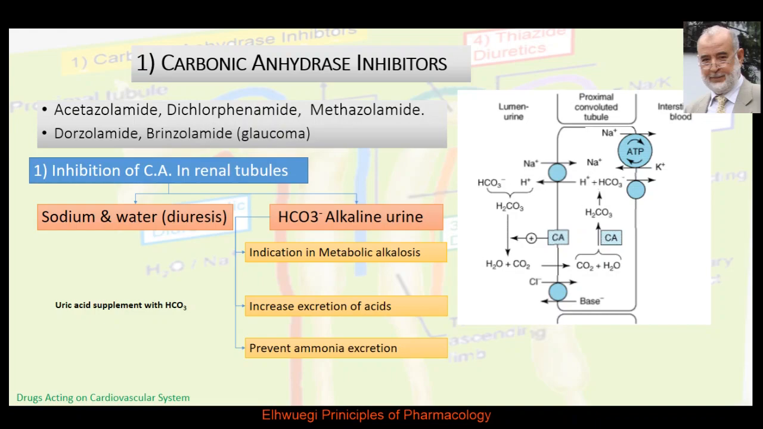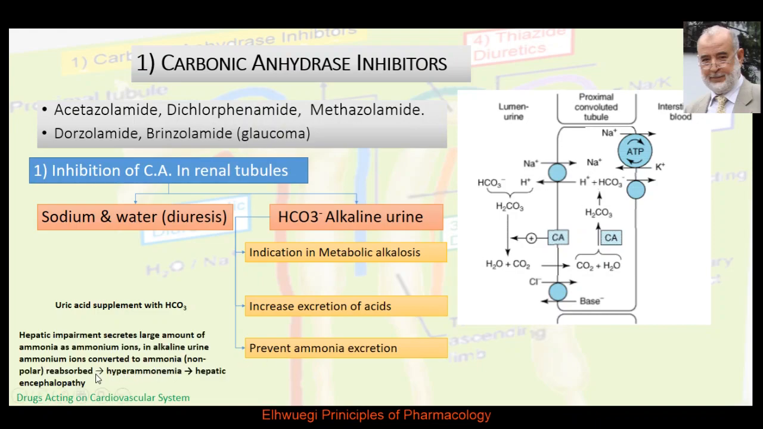This reabsorption will result in what's known as hyperammonemia. Hyperammonemia is very dangerous because it can cause hepatic encephalopathy, and this will result in liver failure. So acetazolamide and its congeners should never be given to people who are suffering from impairment of liver function and with heart failure.